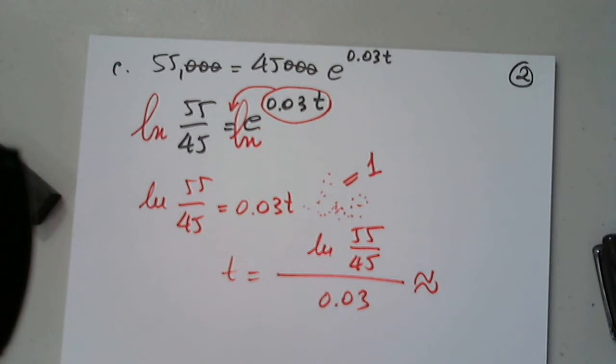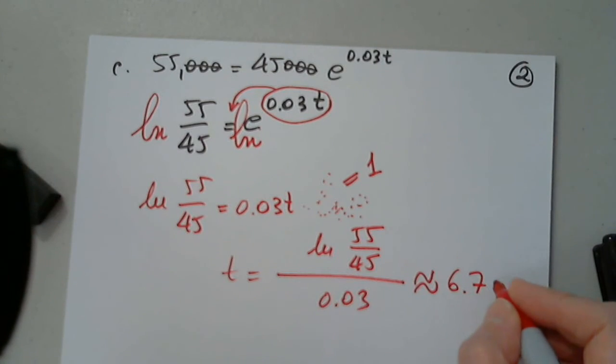Okay, so I have natural log of 55. See, it already pops up with parentheses because that will not work without it. And the whole thing is divided by 0.03. And I press enter, and I get approximately 6.7 years.